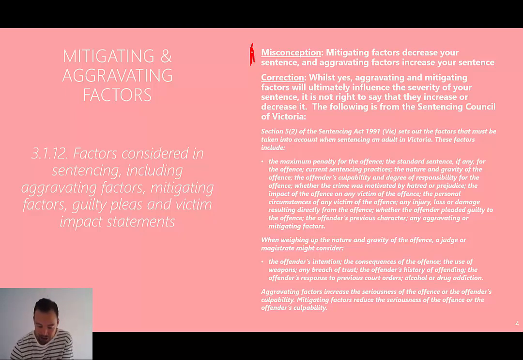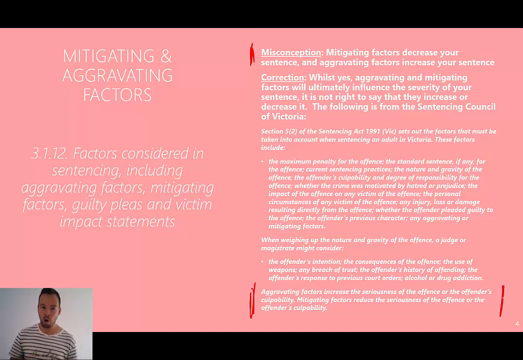And this is actually taken from the Sentencing Council of Victoria's website. And I'll start down at this bottom point here. And it says really clearly, aggravating factors increase the seriousness of the offence or the offender's culpability. Mitigating factors reduce the seriousness of the offence or the offender's culpability. And through these things, that will therefore lead to an increase or a decrease in sentence. But the mitigating and aggravating factors themselves don't adjust the sentence up or down.